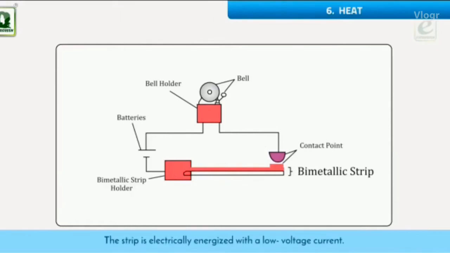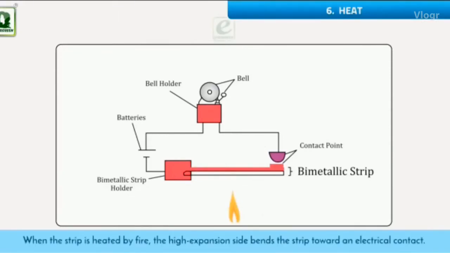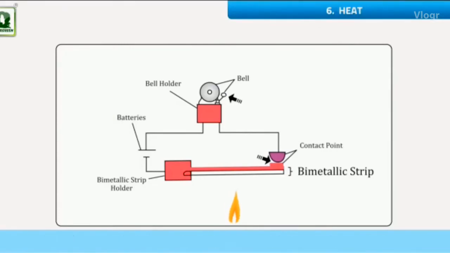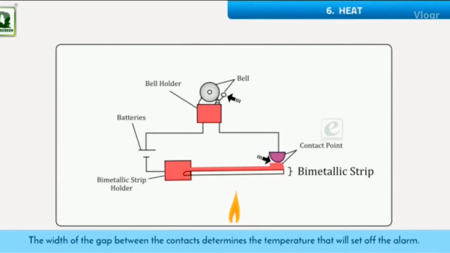The strip is electrically energized with a low voltage current. When the strip is heated by fire, the high expansion side bends the strip toward the electrical contact. When the strip touches that contact, it completes a circuit that triggers the alarm to sound. The width of the gap between the contacts determines the temperature that will set off the alarm.